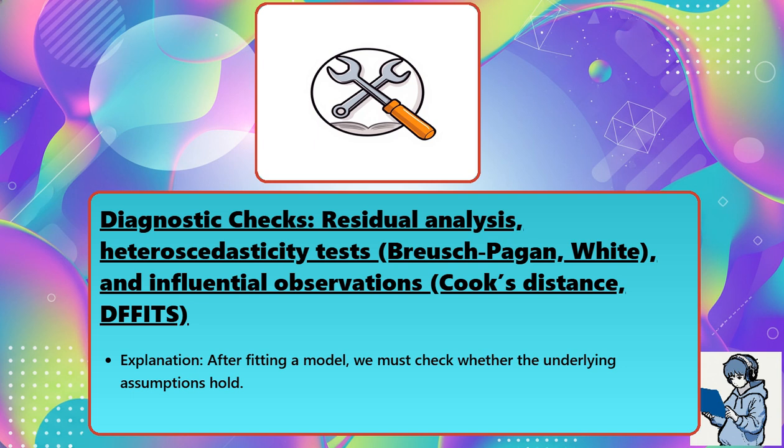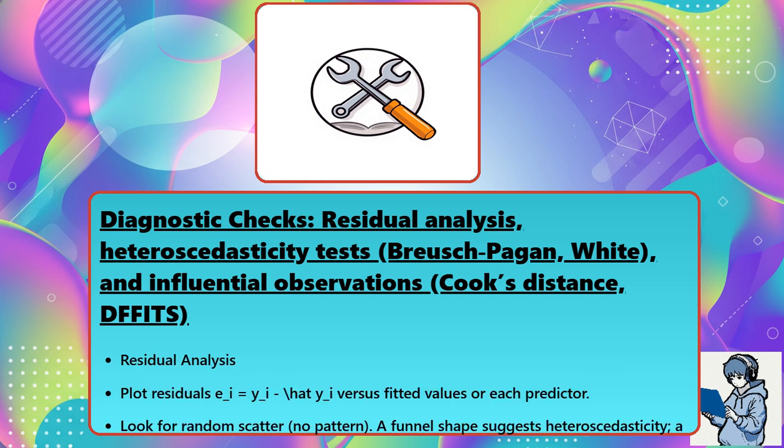Explanation: after fitting a model, we must check whether the underlying assumptions hold. Residual analysis. Plot residuals e sub i equals y sub i minus y hat sub i versus fitted values or each predictor. Look for random scatter, no pattern. A funnel shape suggests heteroscedasticity, a curve suggests non-linearity.